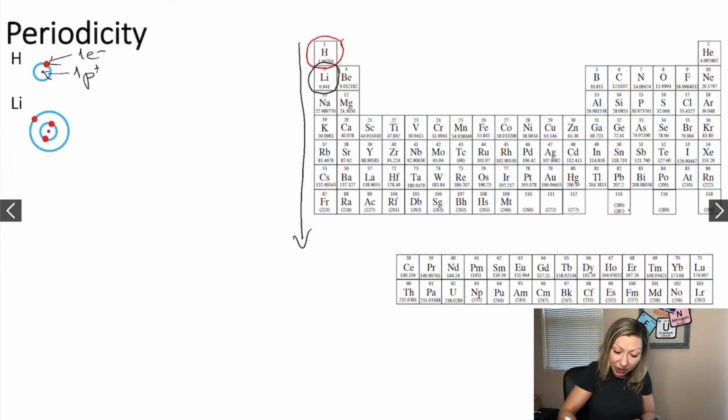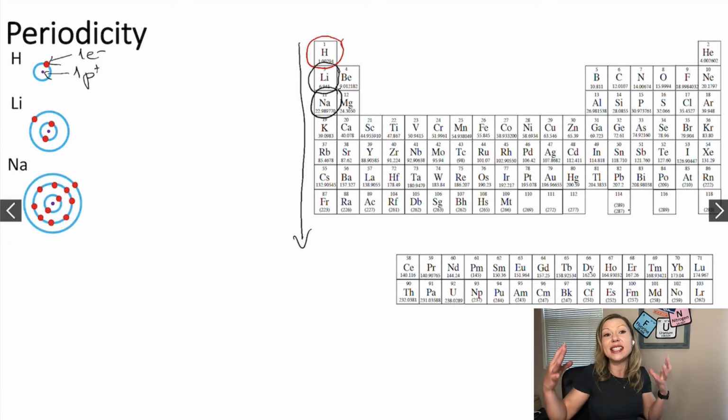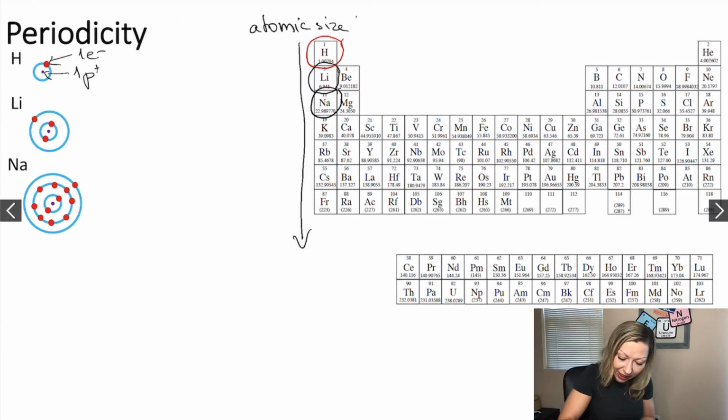So what happens when we go to sodium? Will it be even bigger or smaller? It's going to get even bigger because we added another extra shell. So now we have three shells. So we can say that as we go down in a group, as this arrow shows, the atomic size is going to increase. Okay? I hope this makes sense.